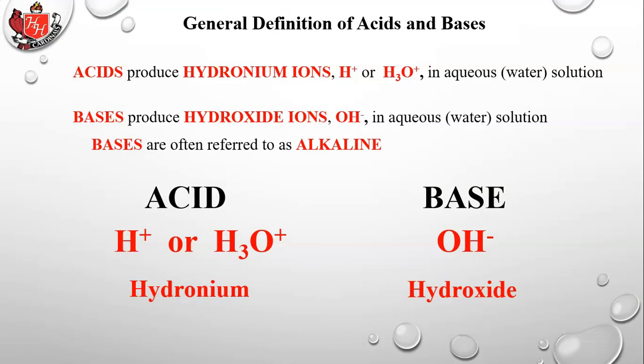Now this slide is really central to the entire subject, and it's one you need to really memorize by the end of this lesson. Acids produce hydronium ions. Those can either be represented as H+ or H3O+ in aqueous, or water, solution. Bases produce hydroxide ions, that's OH-, in aqueous solution, and bases are often referred to as alkaline. Now looking at the H+ and the H3O+, they seem like they're different. We'll talk about why those can both be used interchangeably when discussing acids.